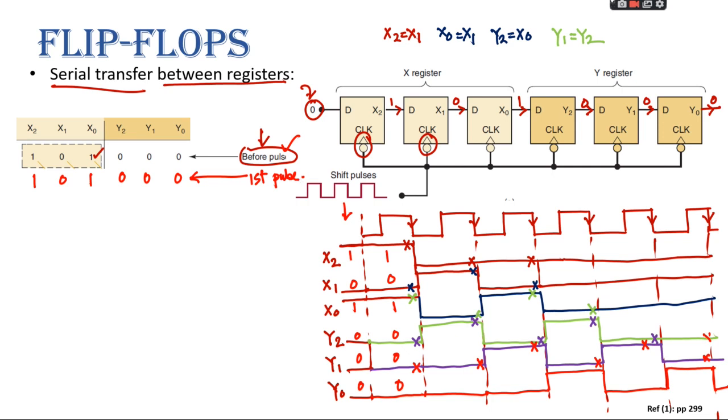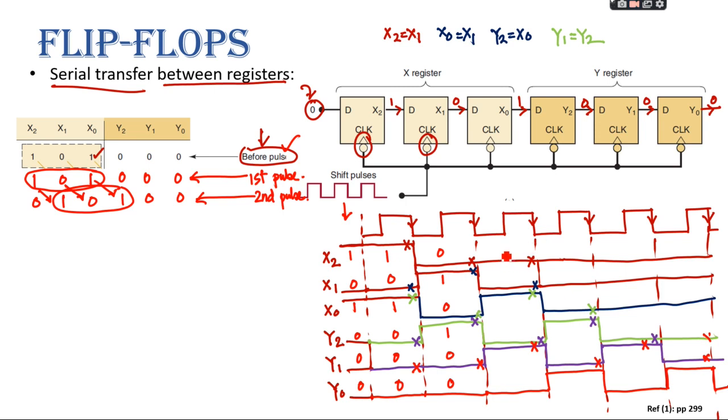And now in the second pulse, what is the value? 0 1 0 1 0 0, right? Yes, sir. So we can write 0 1 0 1 0 0 0, right? Yes, sir. Second pulse. So what is happening here? Shifting, sir. Every pulse it is getting shifted by one position, right? Yes, sir.